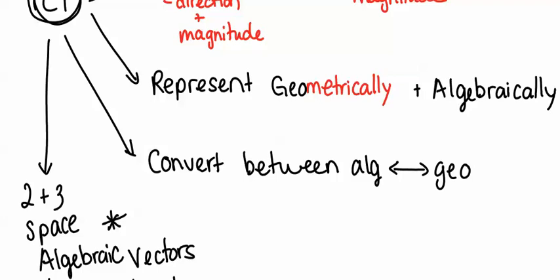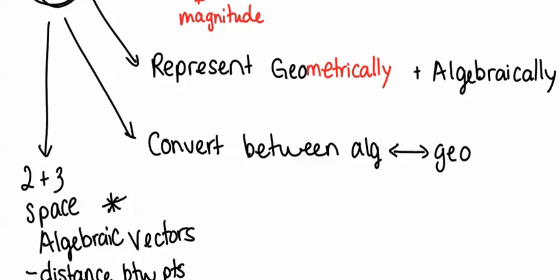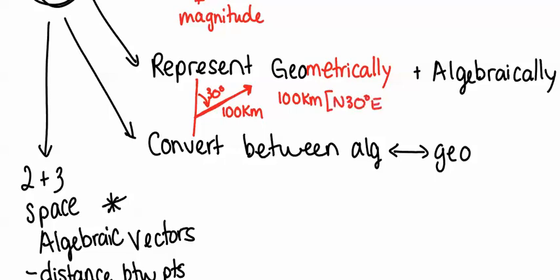Okay, the second thing is representing geometrically and algebraically. Geometrically, we represent vectors as a directed line segment. So it could be a line segment that's like that, and maybe the line segment is north, 30 degrees east, and it's 100 kilometers. So that's how we could represent it geometrically, as a directed line segment with a direction and a magnitude. We could also write this geometric vector as 100 kilometers north, 30 degrees east.